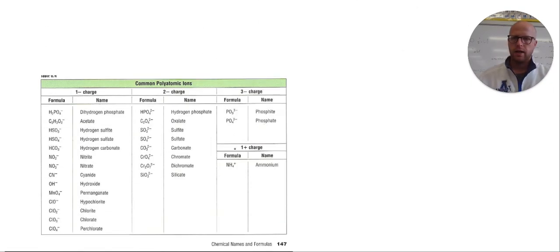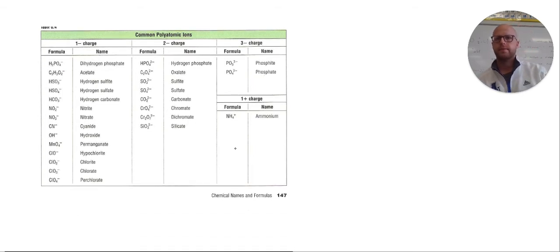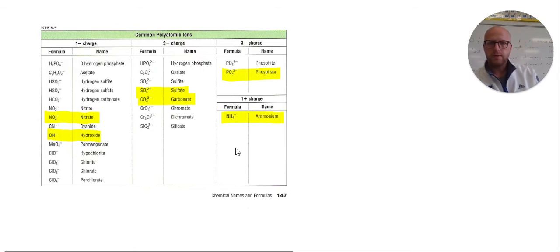So here's a list of polyatomic ions. And I'll highlight some ones that we use a lot. One of them is nitrate, NO3 with a -1 charge. Hydroxide we use quite often, OH with a -1 charge. We use sulfate a lot, SO4 with a -2 charge. Carbonate, CO3 with a -2 charge. Phosphate, PO4 with a -3 charge. And we also use ammonium quite often too, NH4 with a +1 charge. There are some other ones. Oh, and acetate. We use acetate as well quite often.